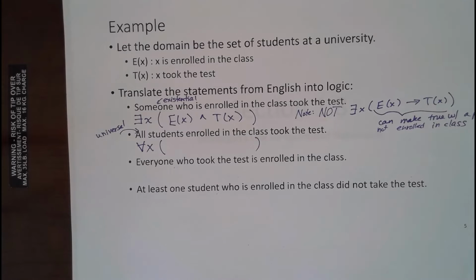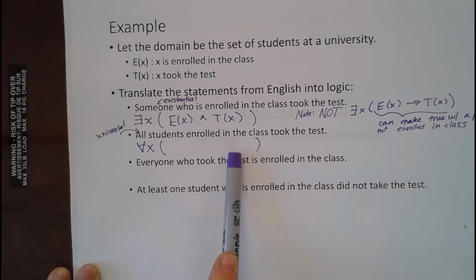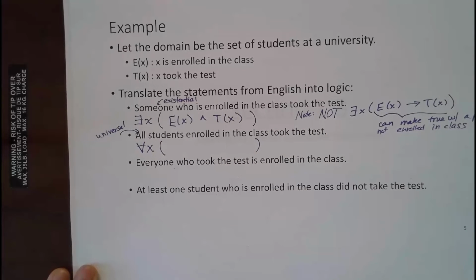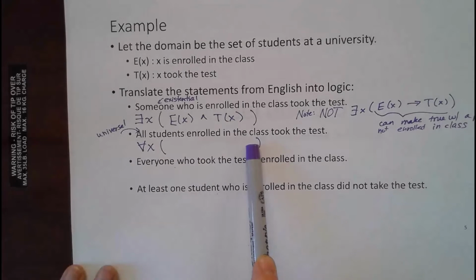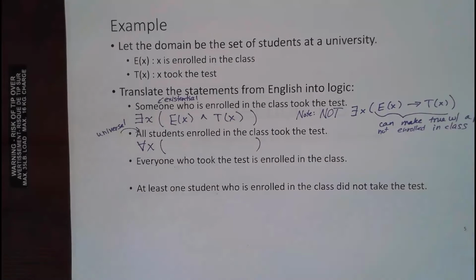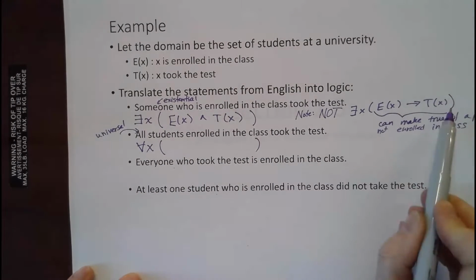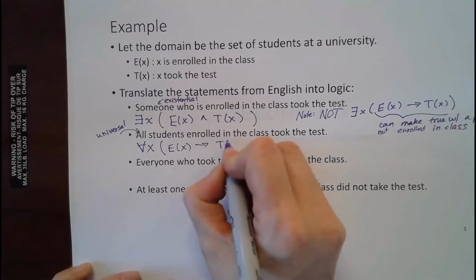So, here's the question. Should I put the same thing? All students are enrolled in the class and took the test. Okay, is that what this is saying? That every single student in the university took the test? That's not actually what it's saying, but if that's what I write here, the only way for it to be true is if every person in the domain took the test. So this one is not going to be the same thing. This time, this is the one that works. So the E of X implies T of X.